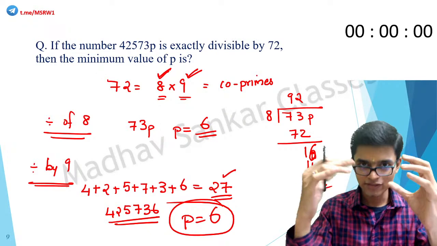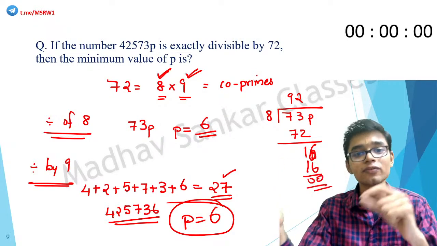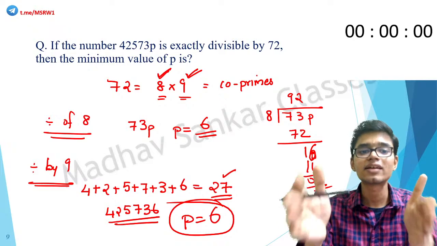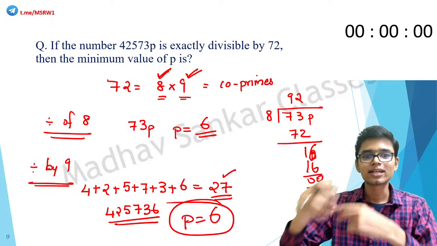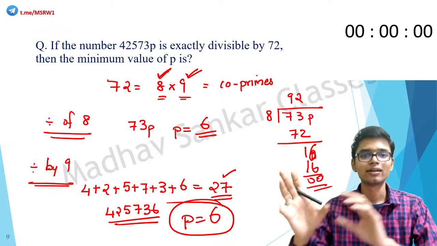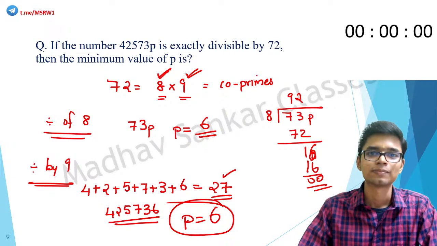Okay, this is all you have to do. When you get such divisibility by a very high number, try to convert that number in terms of co-primes. We have converted 72 as 8 into 9. Clear? And then check the divisibility of each of these and then you will easily find the answer. That's it. Very simple question.